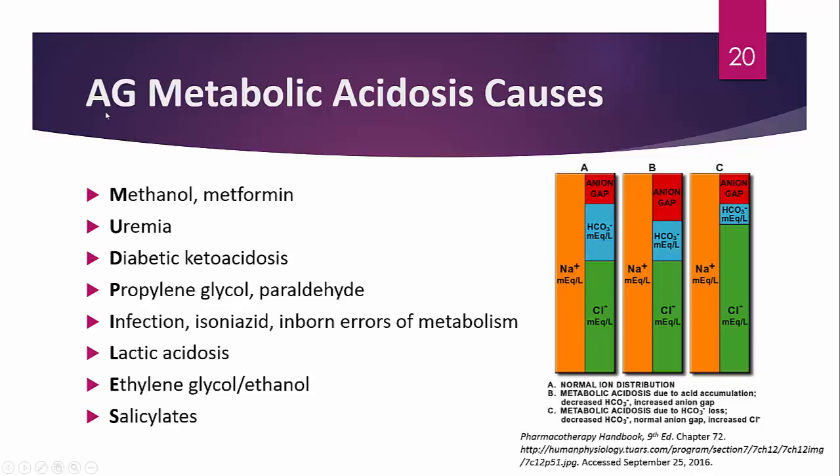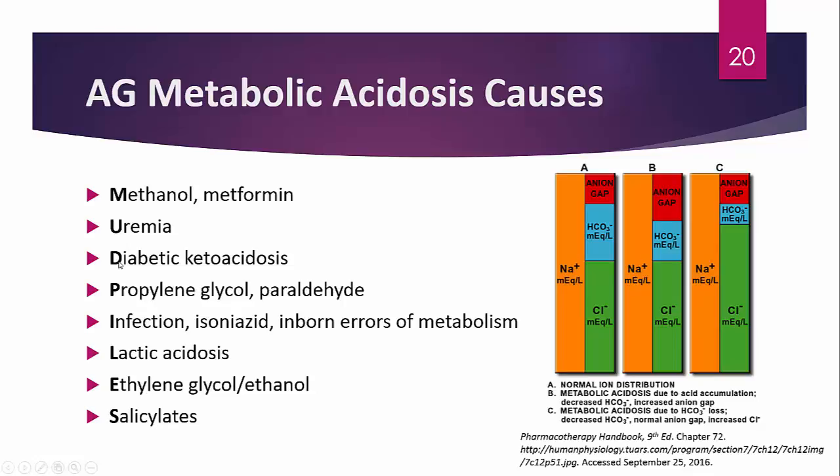The different anion gap metabolic acidosis causes can be summarized by the acronym MUDPILE. If you look to the left here, I've bolded the first letter of each of the different causes. They spell out MUDPILE. The different causes are methanol or metformin, and uremia, as I mentioned, with patients who have kidney disease. They may accumulate uremia or uric acid.